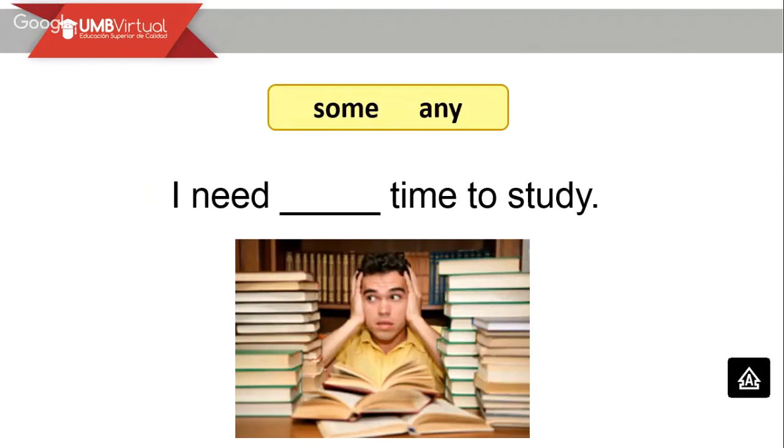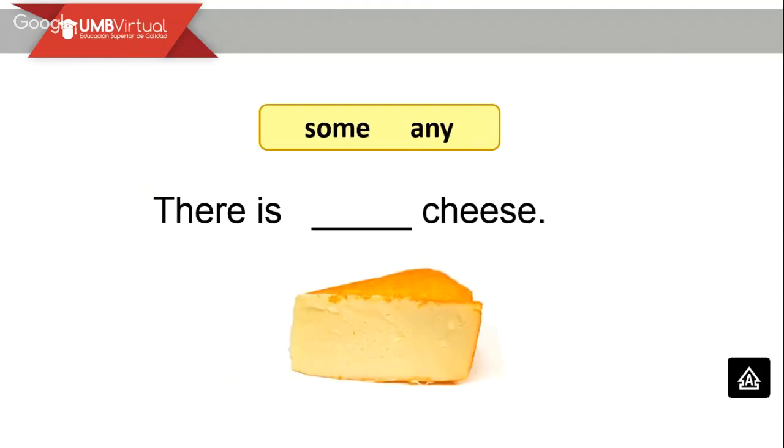Entonces recordemos, solo utilizamos some para oraciones afirmativas y el any para oraciones negativas o para preguntas. En este caso, teniendo en cuenta como tal este enunciado, what do you think is the correct option? Some or any? Do we use it in "I need time to study"? Time. Do you think time is uncountable or countable? What do you think it is? Of course, it is uncountable. That's why we're going to use some. It is not a negative, neither a question, so it's okay.